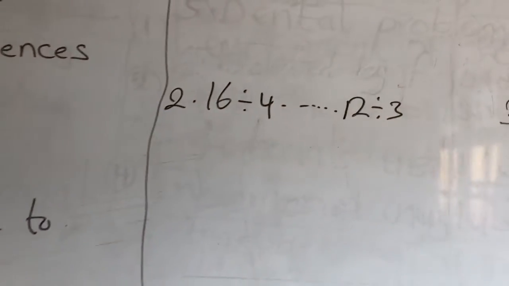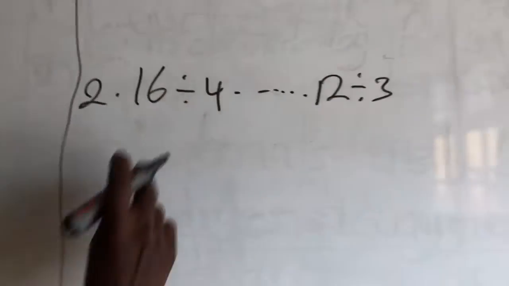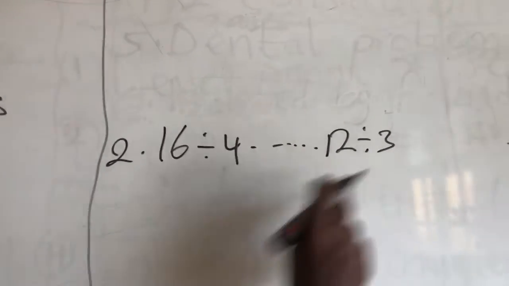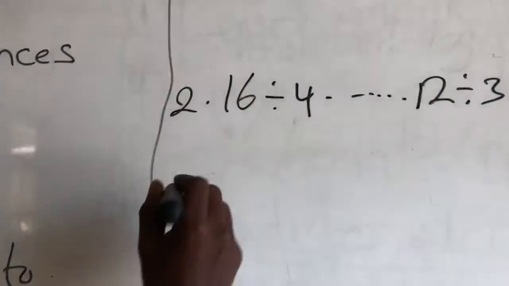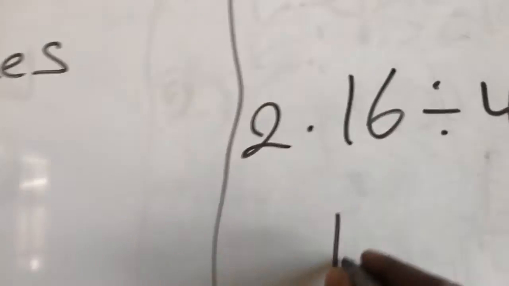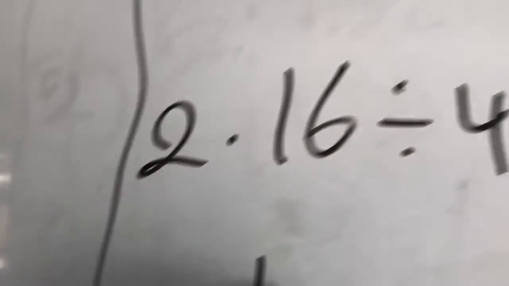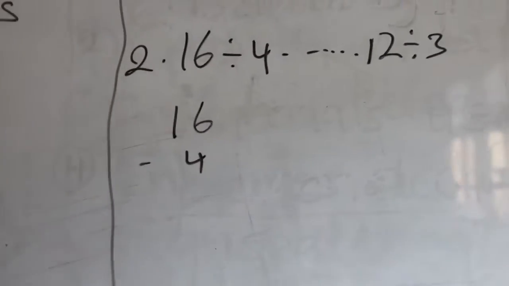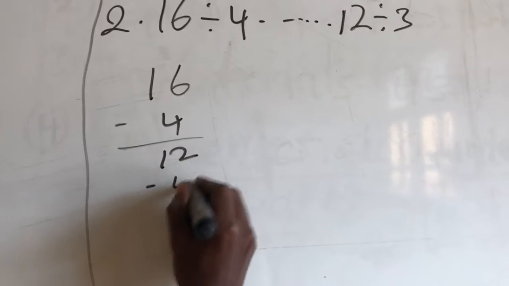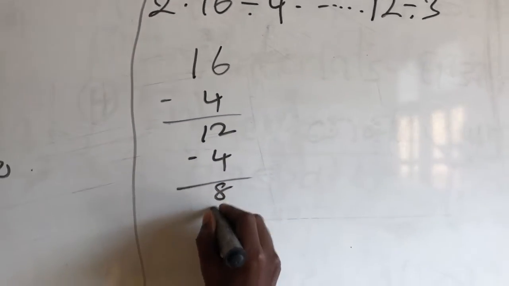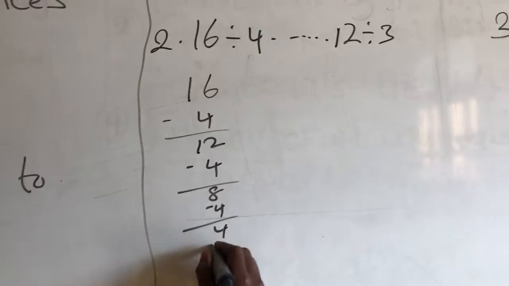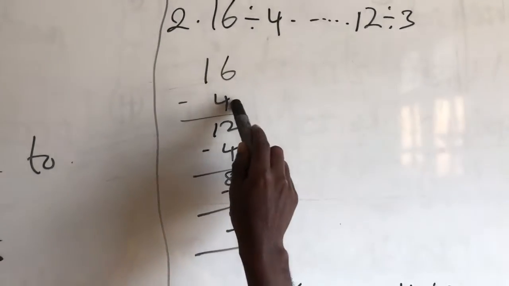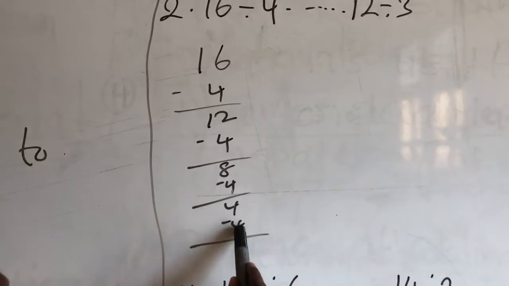Let's look at example 2. We have 16 divided by 4 and 12 divided by 3. Okay, so we continue to subtract. We have 16 minus 4, 12 minus 4, 8 minus 4, 4 minus 4. Then let's count the number of times we subtract. We have 1, 2, 3, 4.